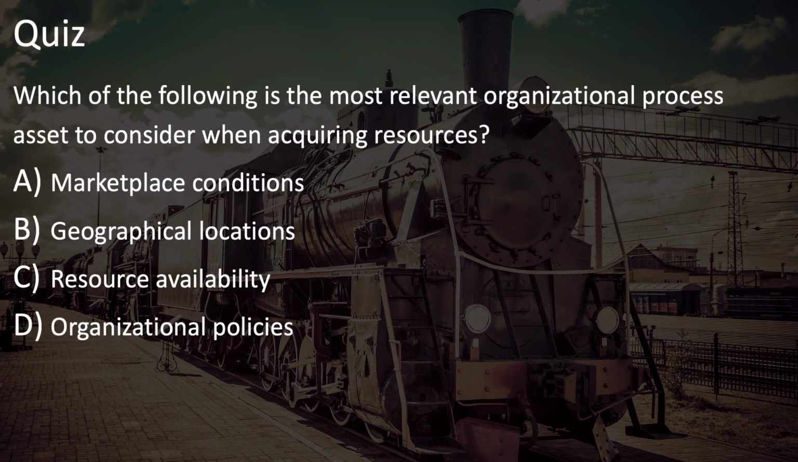Which of the following is the most relevant organizational process asset to consider when acquiring resources? A. Marketplace conditions. B. Geographical locations. C. Resource availability. Or D. Organizational policies. What do you think?